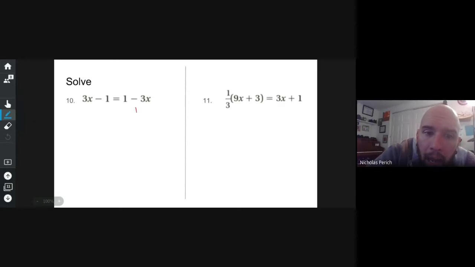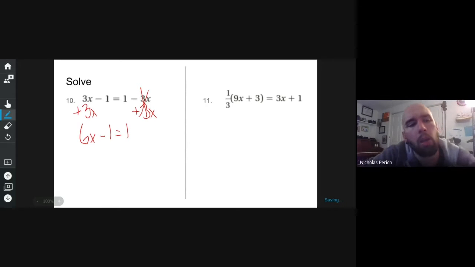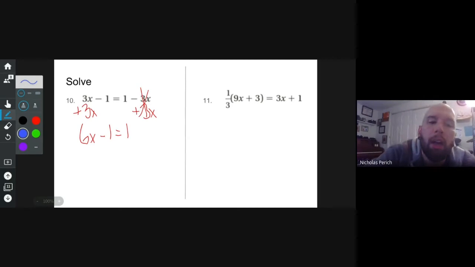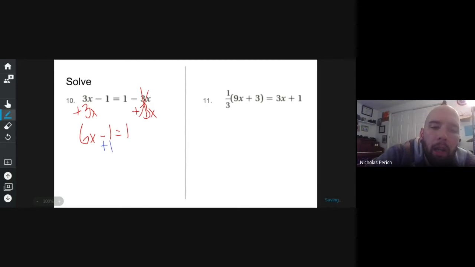So I'm going to add 3x to both sides. Add 3x to both sides. Cross you out. 3x plus 3x is 6x minus 1 equals 1. I have 6x minus 1 on the left side, so I have to add 1. I have to add 1, cross you out. Now I have 6x equals 2.